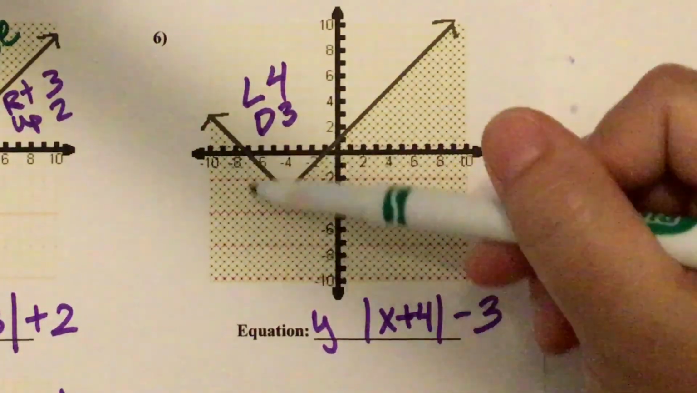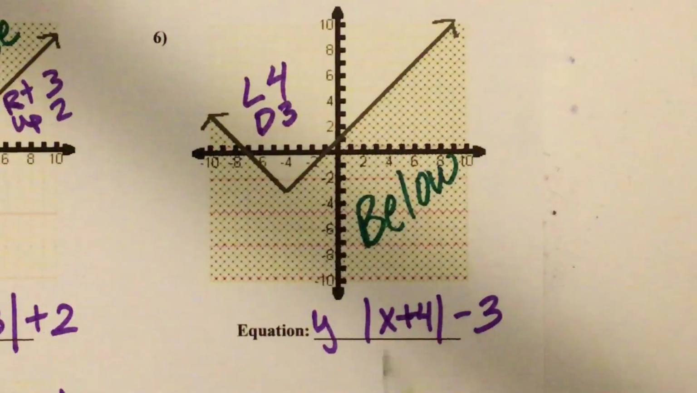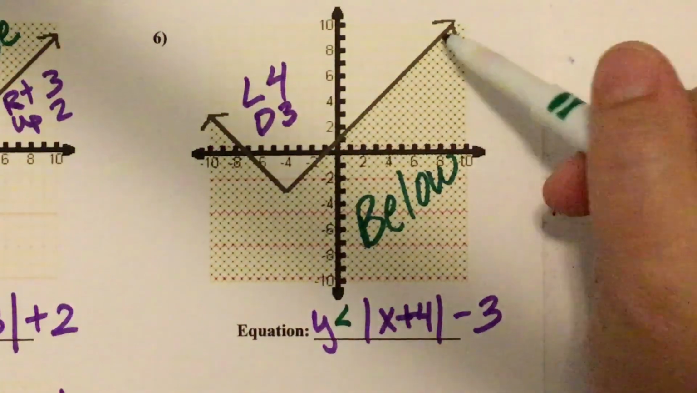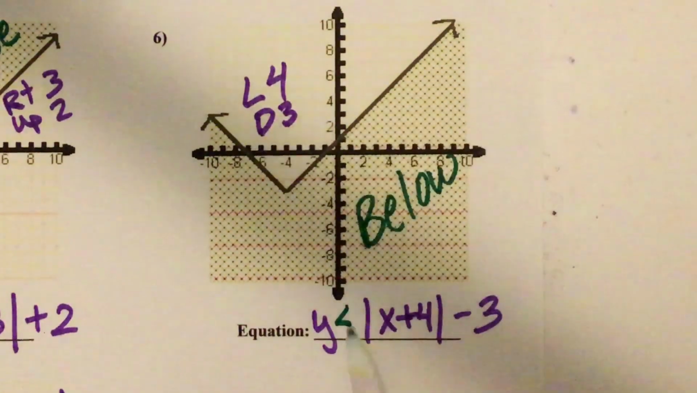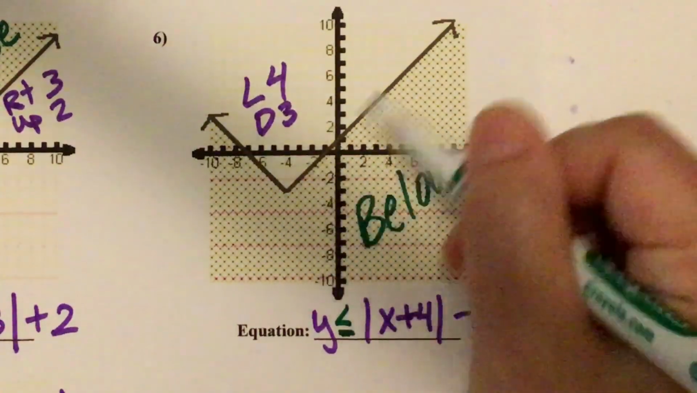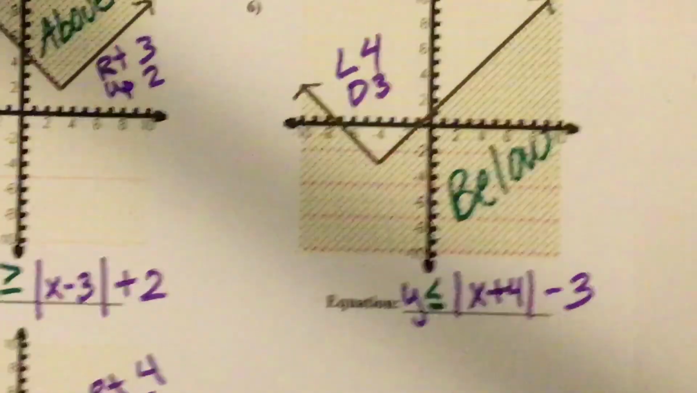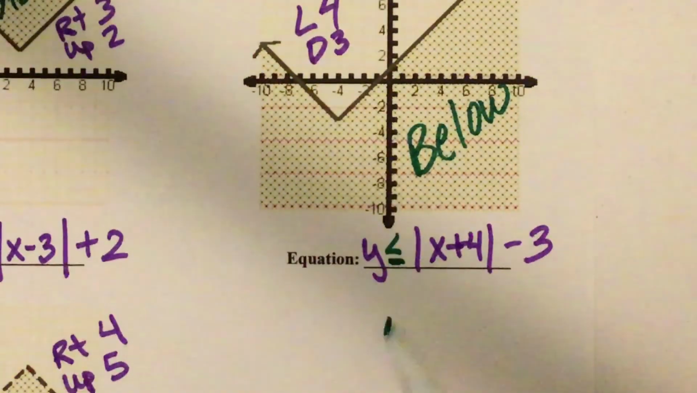Okay, is the shading above or below the V? The shading is below the V. So if the shading's below, we use a less than. Will it get an equals? You betcha. It's a solid line, so it gets an equals. And since the slope is positive, since it opens up, we don't need to worry about a little negative there. And that's this lesson. Smiley face.